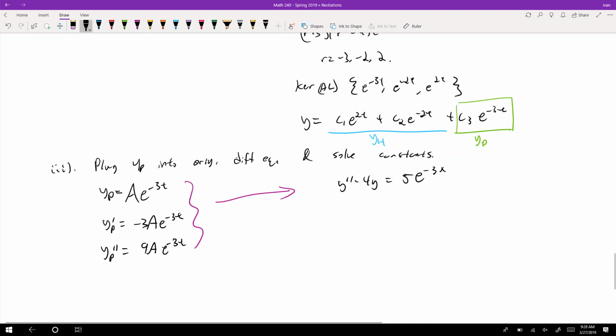So what is yp double prime? Well, we sub that in. That's 9a e to the negative 3t, minus 4 times y, and y was a e to the negative 3t. And so all of this is equal to 5. Oh, no.